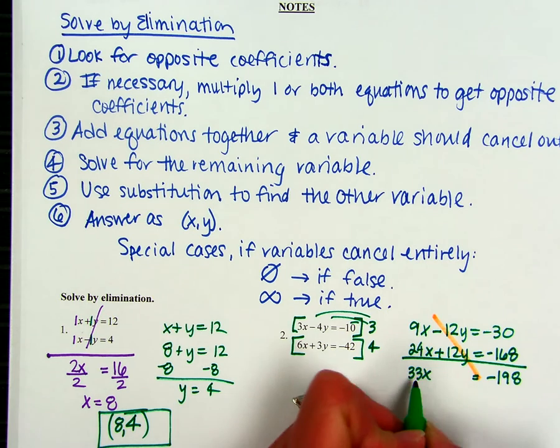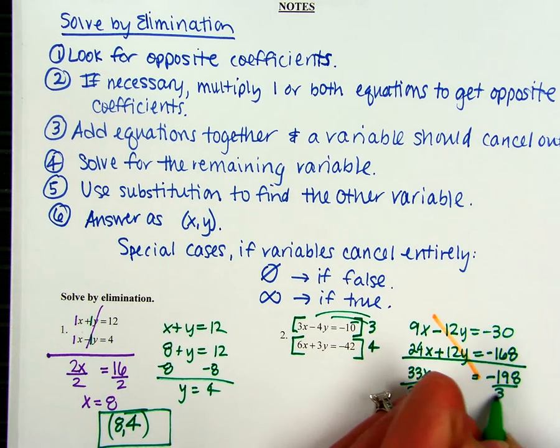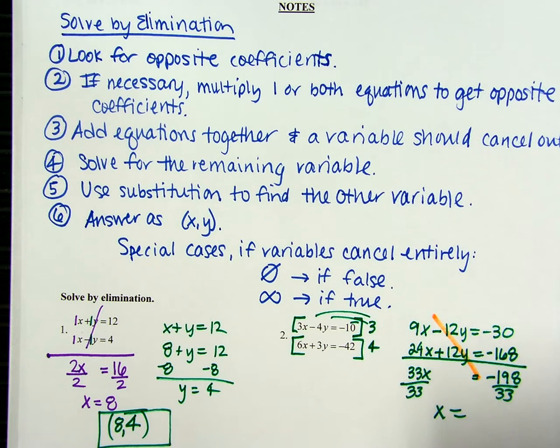So now I'm going to divide, and I get x equals negative 6.